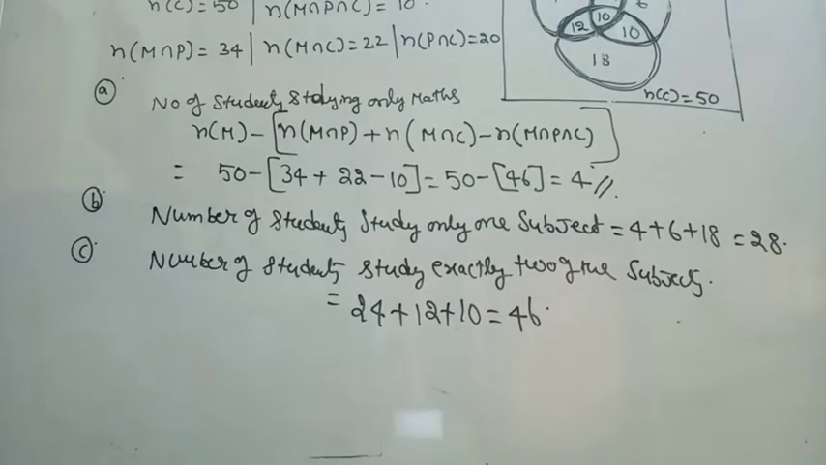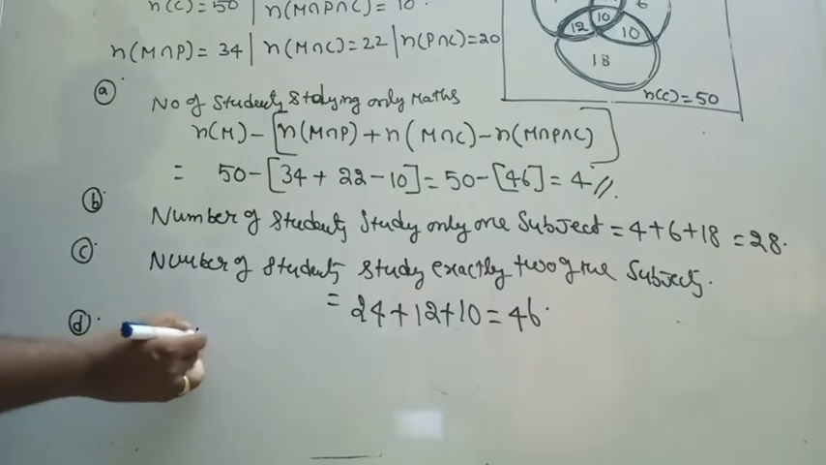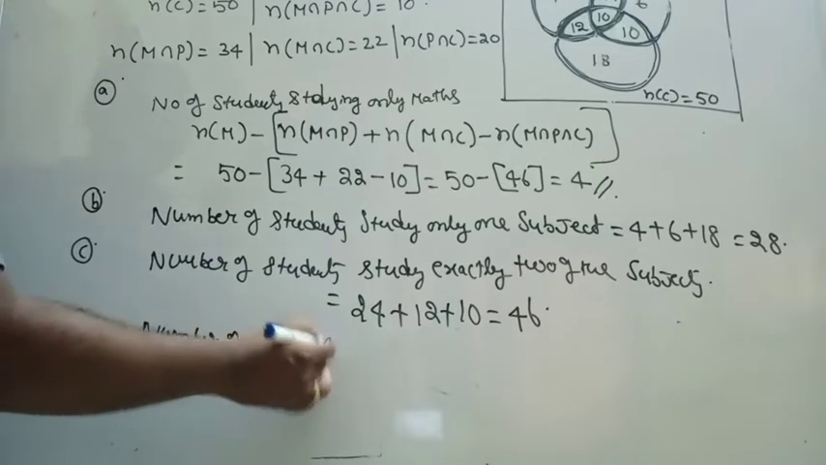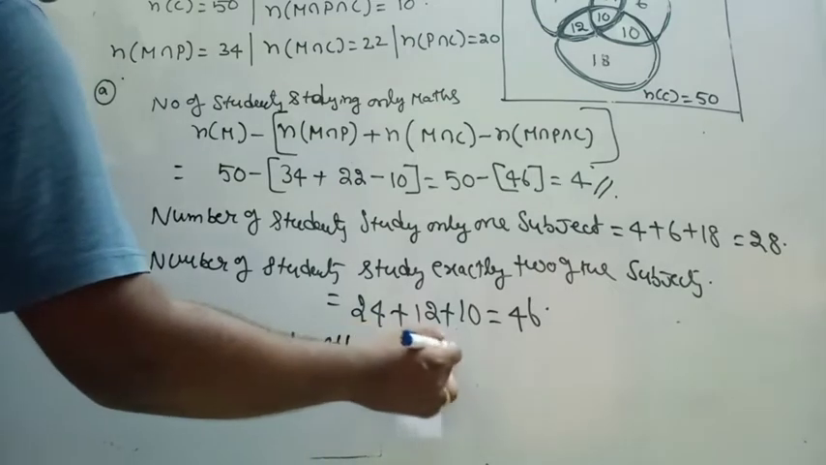Now let us do the fourth part. You see how we are going to do the fourth part: find the number of students who study at least one of the subjects. Number of students who study at least one of the subjects, right?